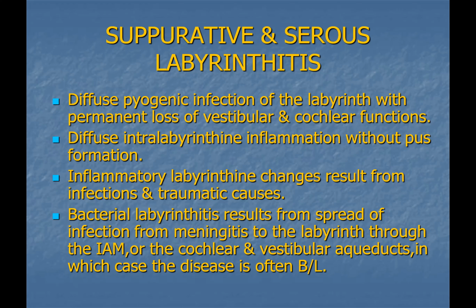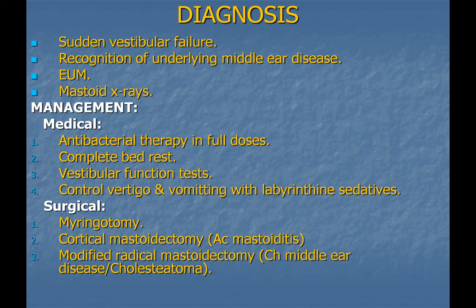Whereas in suppurative labyrinthitis, the patient would have severe vertigo. His vestibular and cochlear functions are lost. The patient would have a dead ear. He would have spontaneous nystagmus, and the fast component of the nystagmus is away from the diseased ear, that is towards the normal ear. The treatment plan is the same for all types of labyrinthitis.